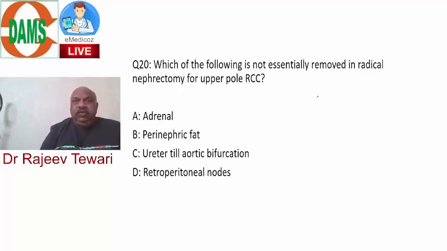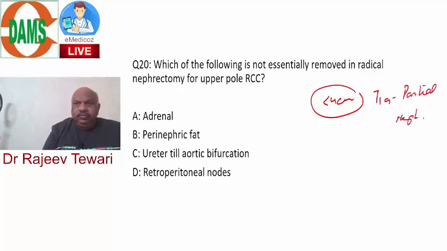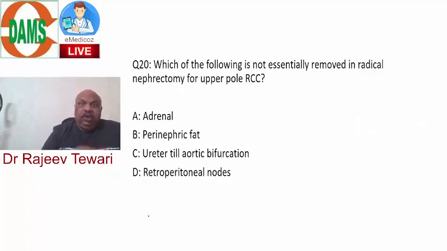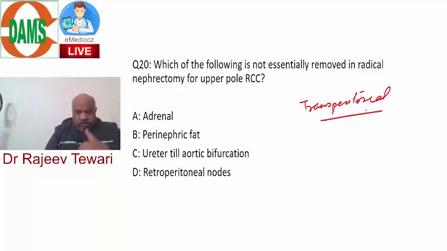For tumors less than 4 centimeter, which is T1A, we can do partial nephrectomy. But even up to 7 centimeter, that is T1B, partial nephrectomy is now recommended. In radical nephrectomy, like T2 onwards, the best approach is transperitoneal, through the abdomen. You can go from the flank, but transperitoneal is better.